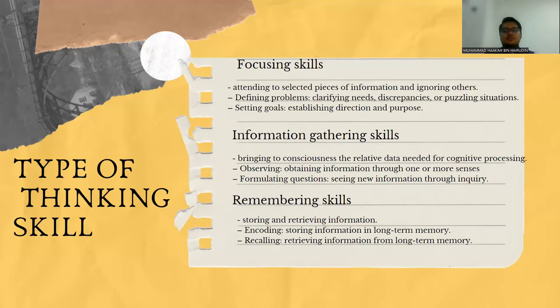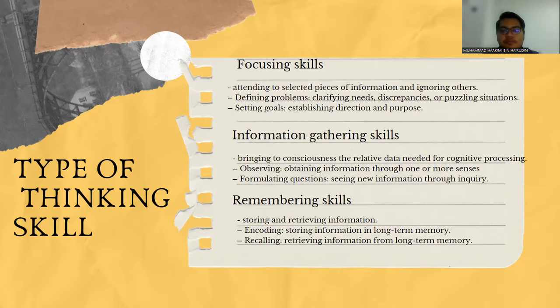The second point is information gathering skills, by bringing into consciousness the relevant data needed for cognitive processing. By observing, obtaining information through one or more senses. And we should formulate questions by seeking new information through inquiry.